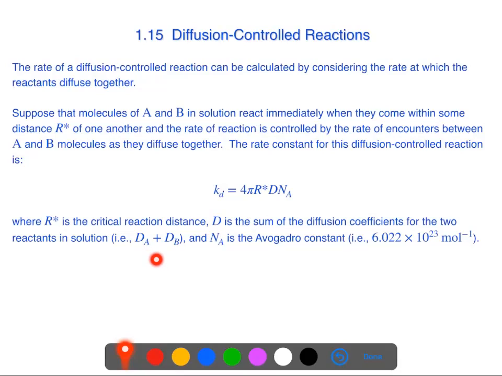For molecules A and B, it would be the diffusion coefficient with respect to A plus the diffusion coefficient with respect to B. So if we're looking at the reaction between A and B, we must sum those diffusional coefficients. If it was looking at the reaction between two like molecules, then that would be treated as DA plus DA or DB plus DB. And finally, NA is the Avogadro constant.